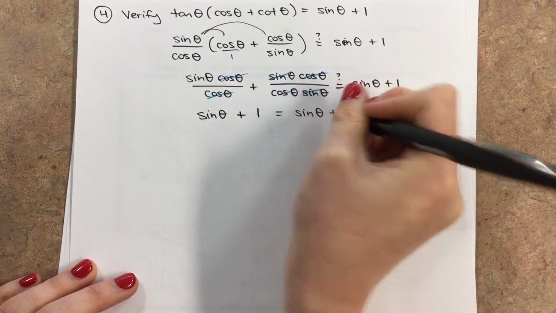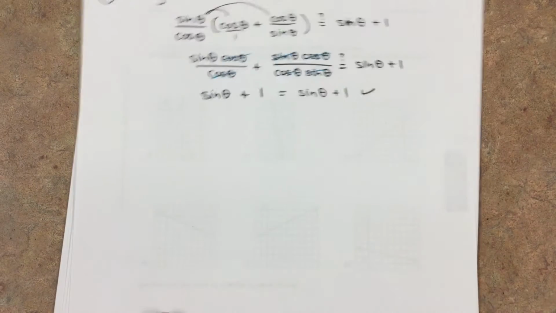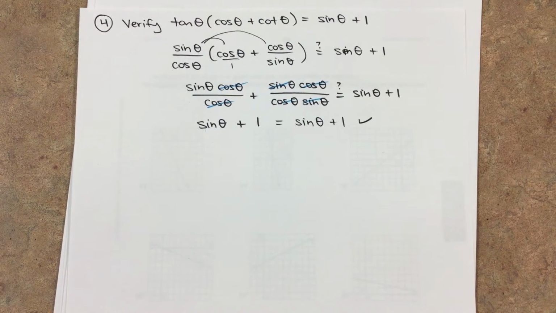So it is in fact equal to sine plus 1. Remember, that's how you know that you have verified: once you get the 2 sides identical. Okay, so that's your 13.2 stuff.